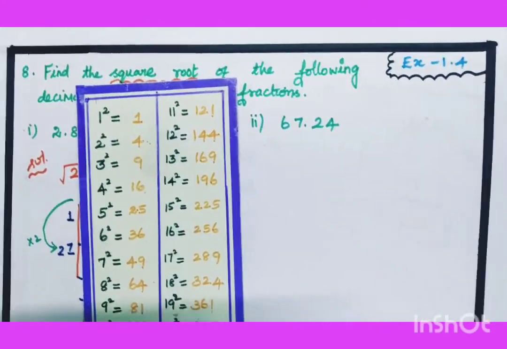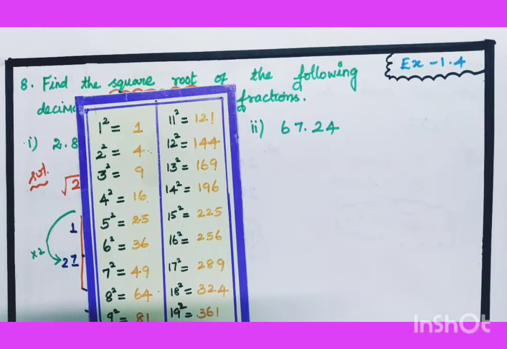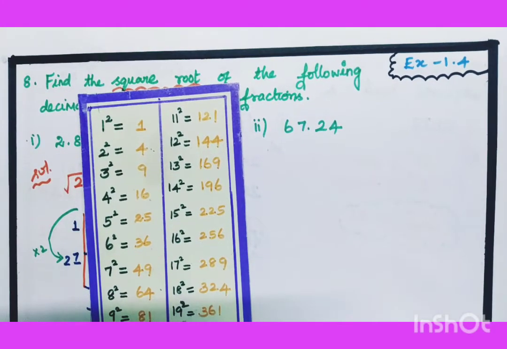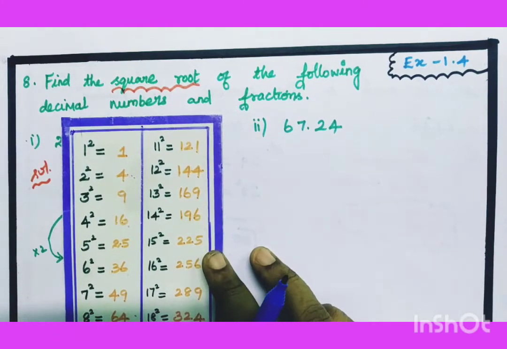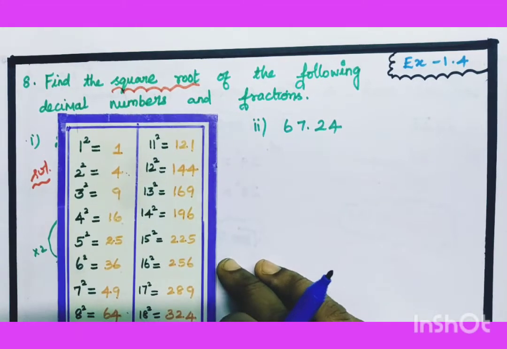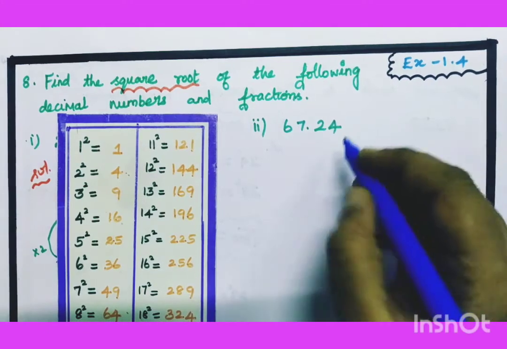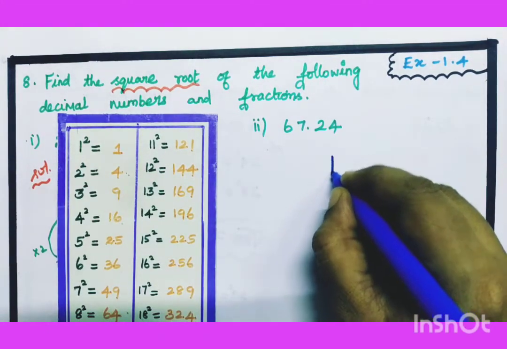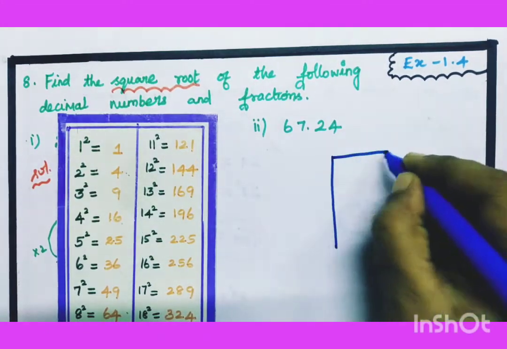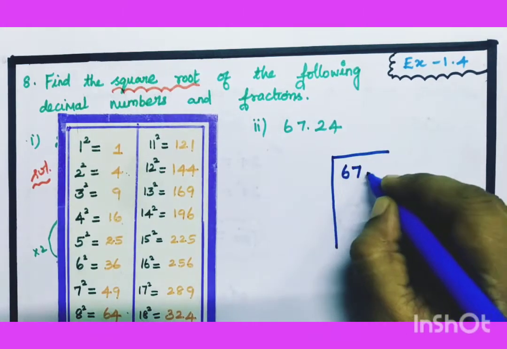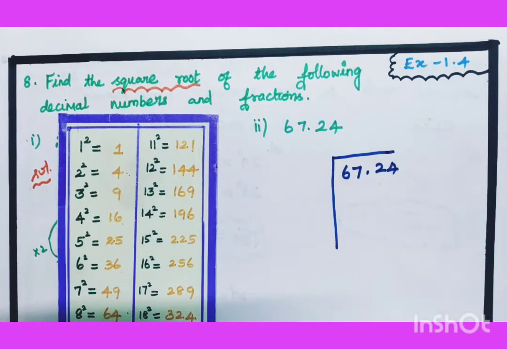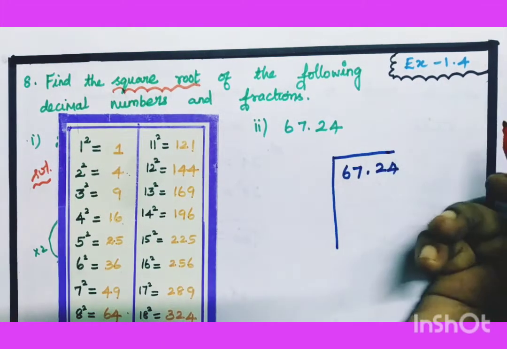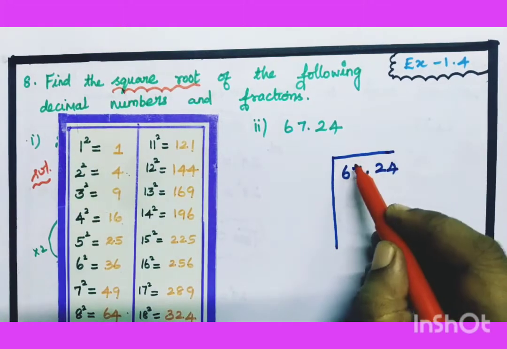Now the next one. Okay, 2 digit, 3 digit we have completed. Now 4 digit, how to do, I'll tell you. Let's listen. First, I want to find out the square root of 67.24. So here it is very simple. How is it simple now?